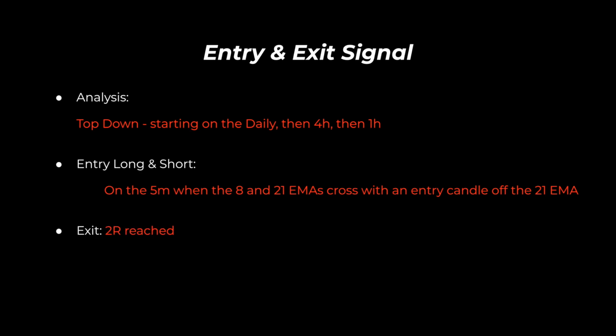The exit is going to be when 2R is reached, or if you get a break of the 8 EMA, that yellow line. That's going to always be your safest exit. So let's say it drops for you 5 pips, but then turns around and breaks. You can pull that trade and take the small profit and just come back for the next one.